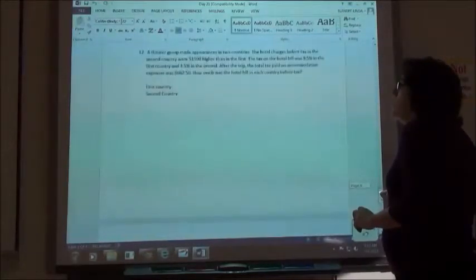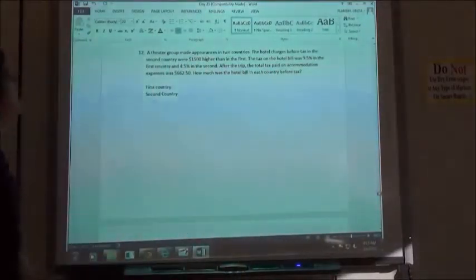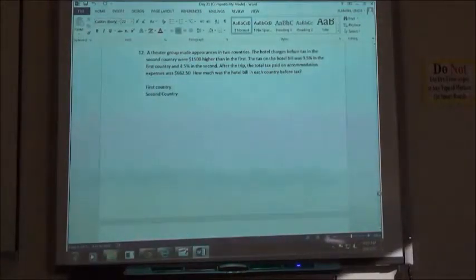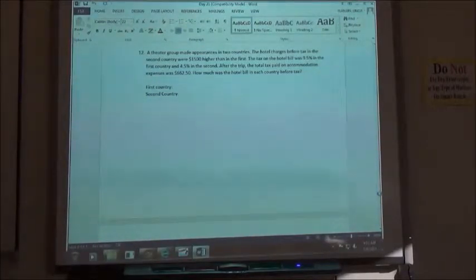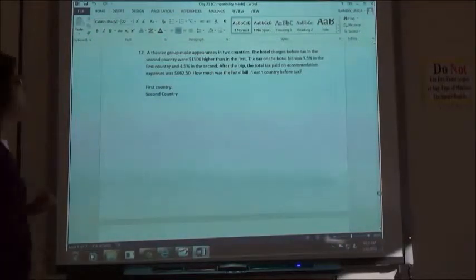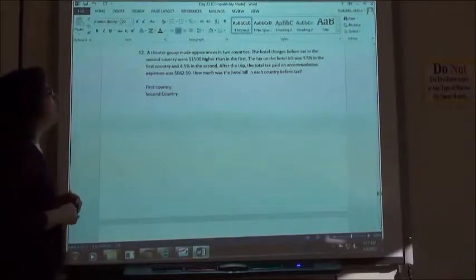So number 12 says, a theater group made appearances in 2 countries. The hotel charges before tax in the second country were $1,500 higher than in the first country. The tax on the hotel bill was 9.5% in the first, 4.5% in the second. After the trip, the total tax paid on accommodation expenses was $662.50. How much was the hotel bill in each country before tax?